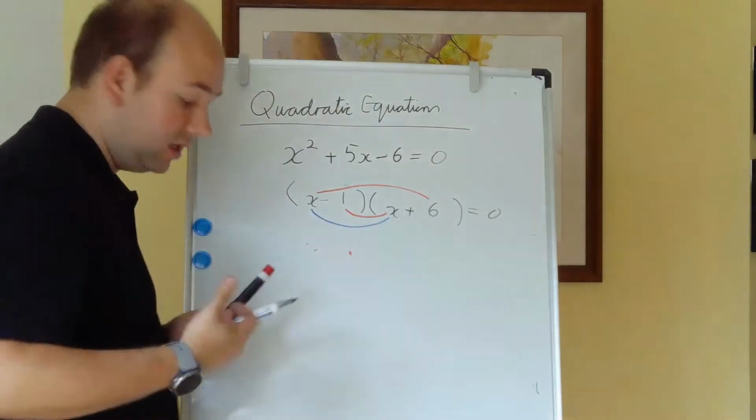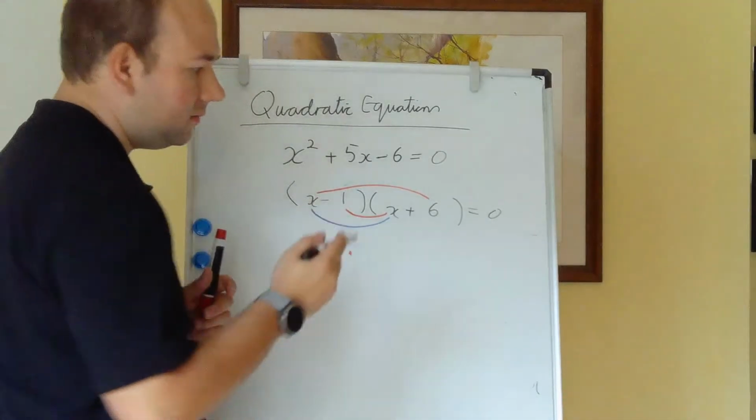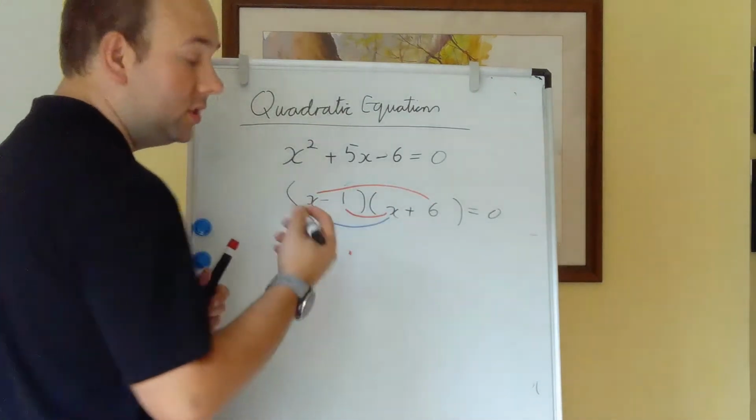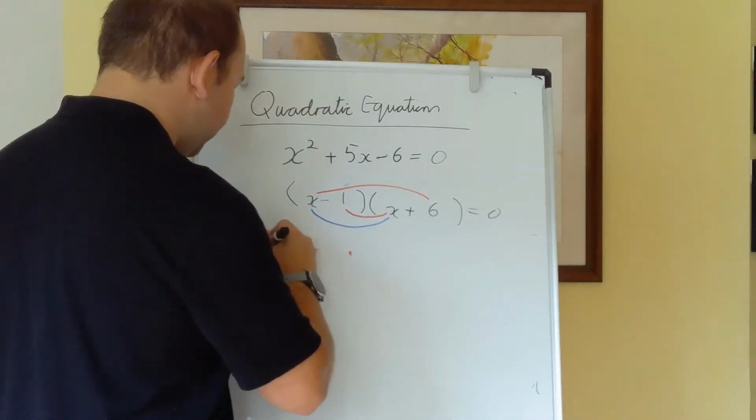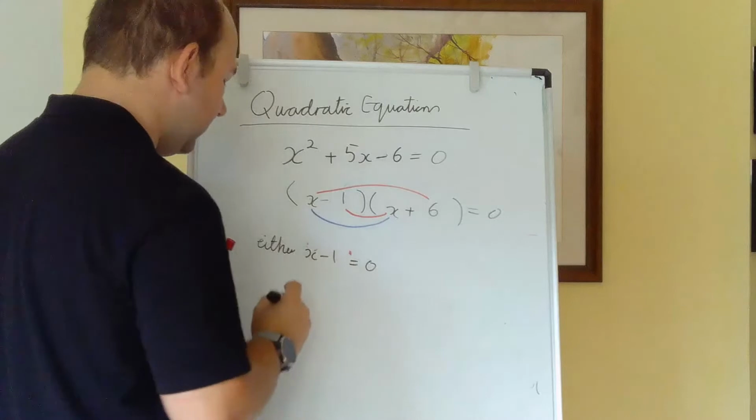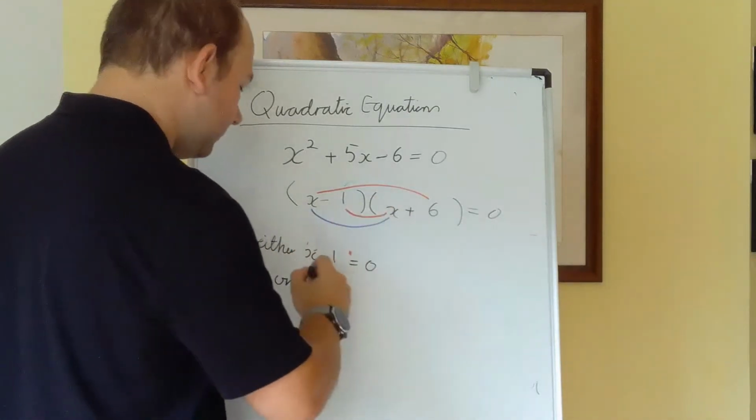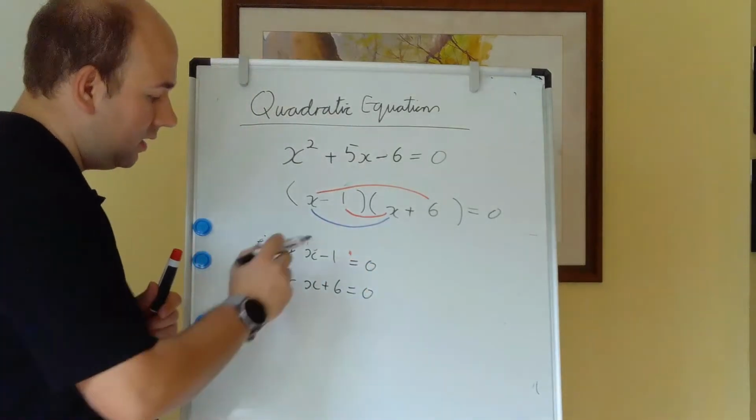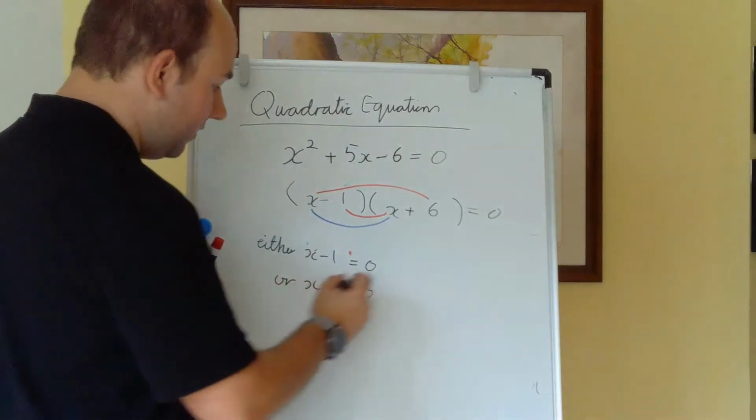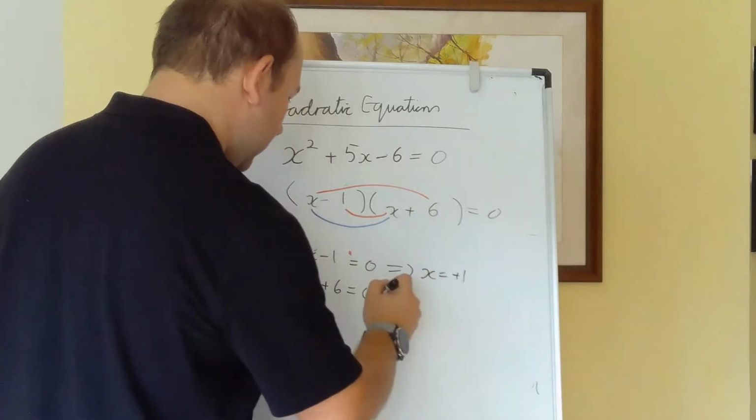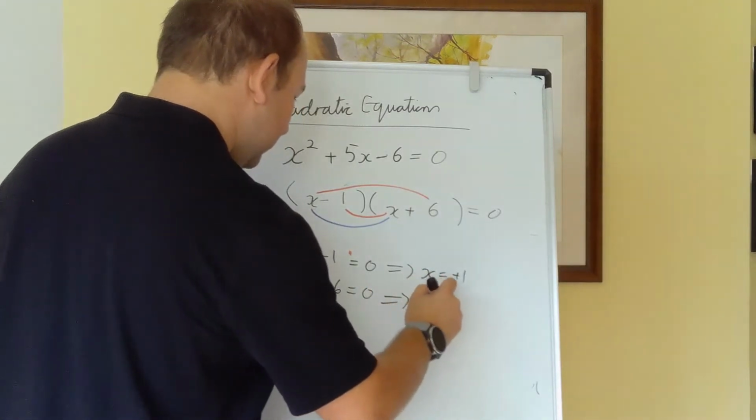So now we're ready to find our solutions for x. So remember what I said, that one of these brackets must be equal to 0. So we can say that either x minus 1 is 0, or x plus 6 is 0. This allows us then to rearrange for x. So this one here would give x is equal to plus 1, and this one here would be x is equal to minus 6.